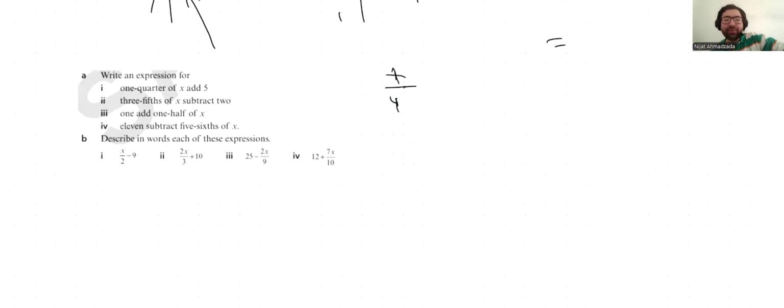And then I've got to add 5. But this looks disgusting, and it's not only because of my handwriting, it's mathematically disgusting as well. So instead of x over 4, I'm going to write it as 1 over 4 times x, because it's the same thing. And then plus 5. So that will be the answer for the first part.